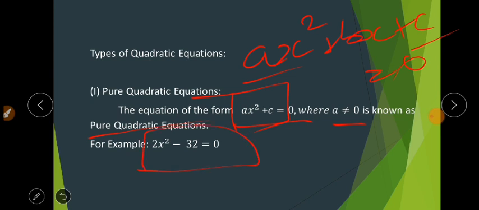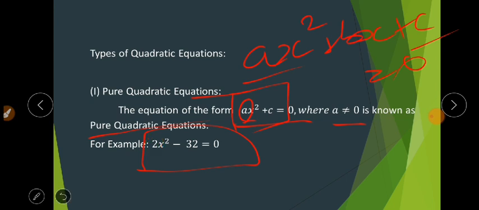Here we have 2x square minus 32 is equal to 0. You have to find out the value of x. So a pure quadratic equation should be in the form of ax square plus c, where a is not equal to 0. That means the value of a should always be a number, but not 0. So 2x square minus 32 is equal to 0.